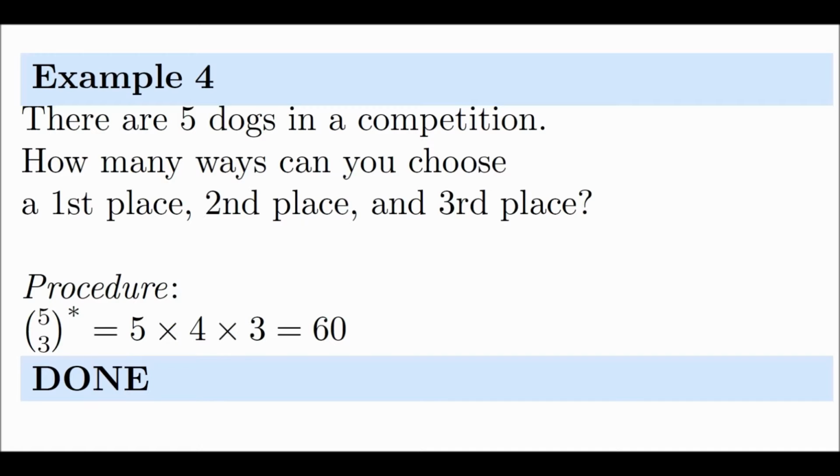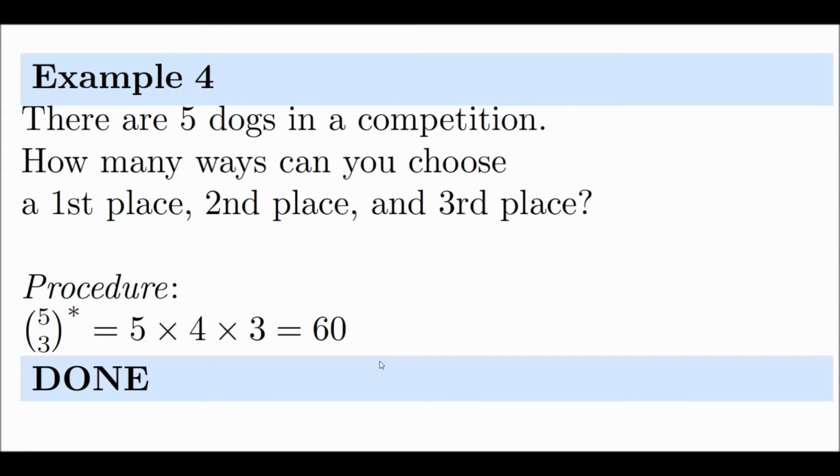Let's say there are 5 dogs in a competition. I want to know how many ways you can choose a first place, second place, and third place. So I've got 5 objects available. I want to take 3 of those objects and put them in a certain order. So this would be 5P3. So I'll write it as 5,3 star. Another way to think of this is 5 times 4 times 3, and that'll give you 60.